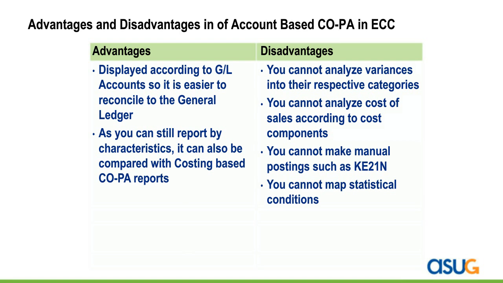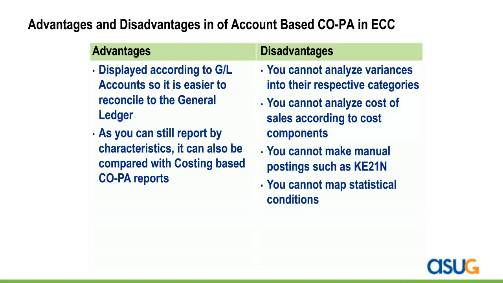Secondly, even though it's by account, it still does more than a typical P&L report, like your F.01 reports or a profit center report. Because in a profit center report, you can analyze that profit center, controlling area, and maybe one or two other things. But in COPA, you can analyze by other characteristics as well. So it's more powerful than just a simple P&L or income statement report.